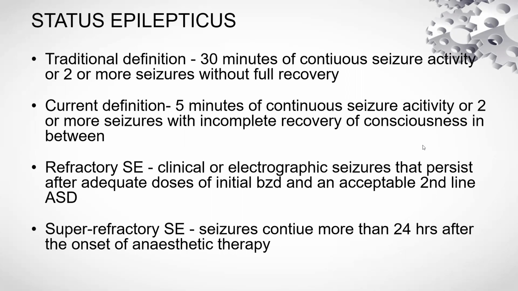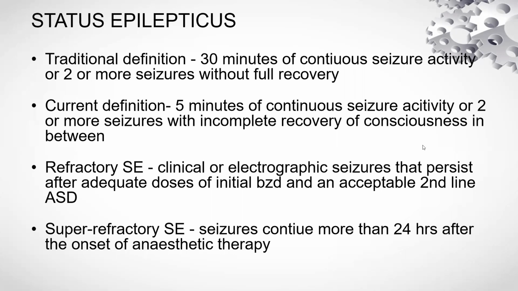Now, an important part to discuss is status epilepticus. The traditional definition of status epilepticus has been 30 minutes of continuous seizure activity or 2 or more seizures without full recovery. The time of 30 minutes was chosen because it was shown in studies that after 30 minutes neuronal injury starts to occur. However, it is not practical to wait for 30 minutes before starting treatment, because the more the delay in starting treatment, the more difficult it becomes to control the seizure.